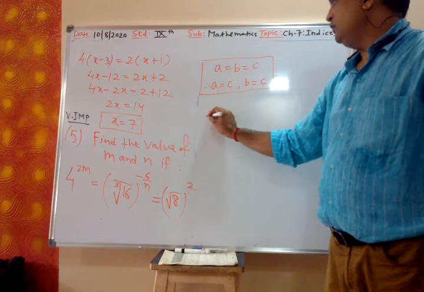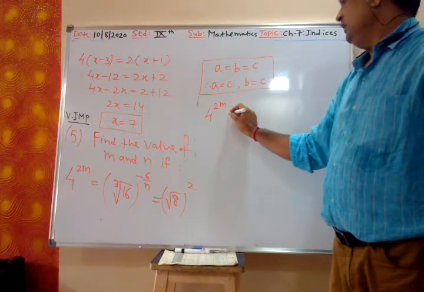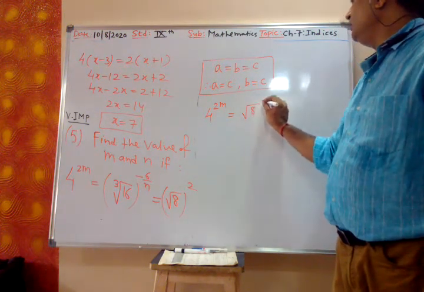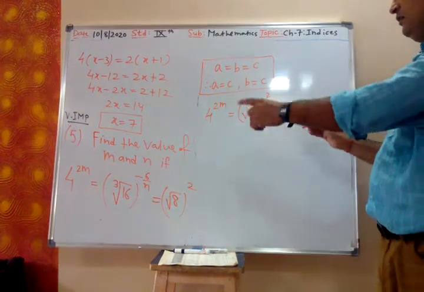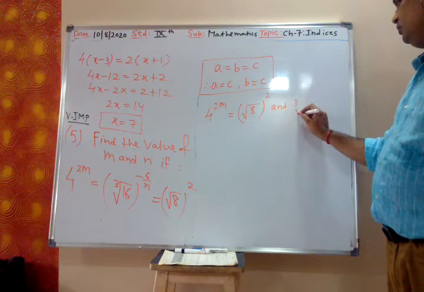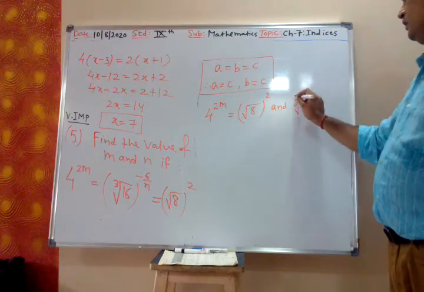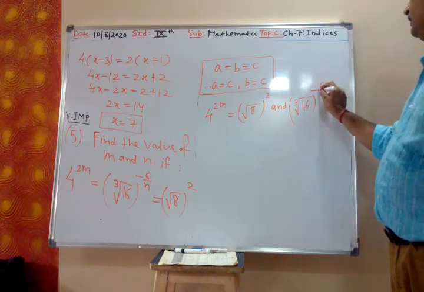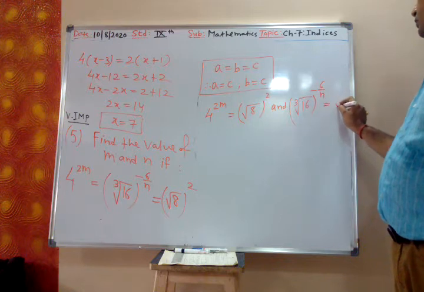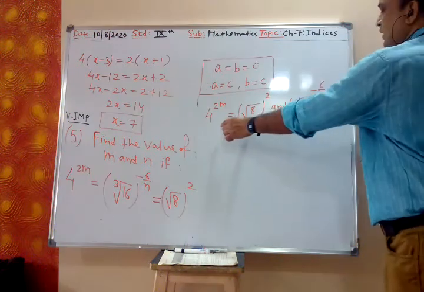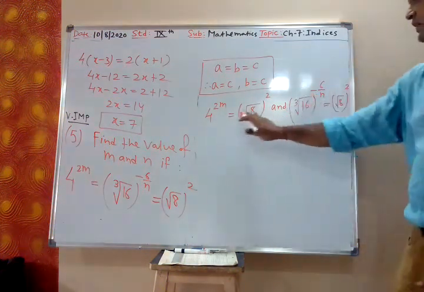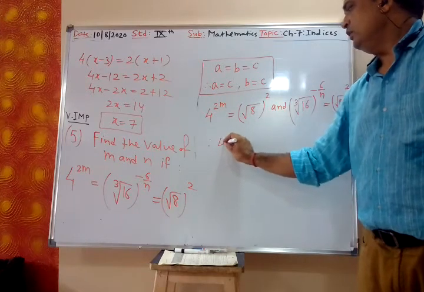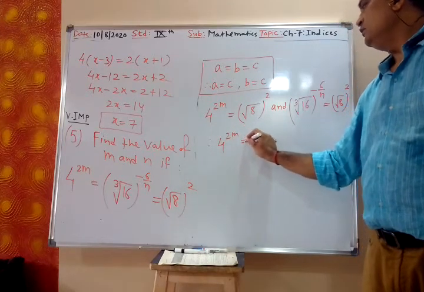So we'll get 4 raised to 2m is equal to root 8 raised to 2. And the other thing, cube root of 16 raised to minus 6 by n is equal to root 8 raised to 2. So I will solve this one, get the value of m, and solve this one, get the value of n. So let us solve this. 4 raised to 2m is root 8 square.